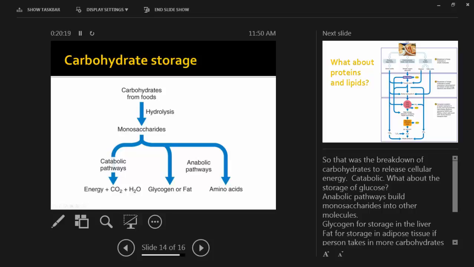Another anabolic pathway is that if you don't have enough protein, you need to make amino acids. Your carbohydrates can be converted into amino acids and used to build proteins.